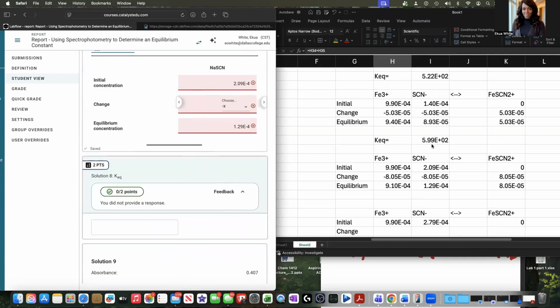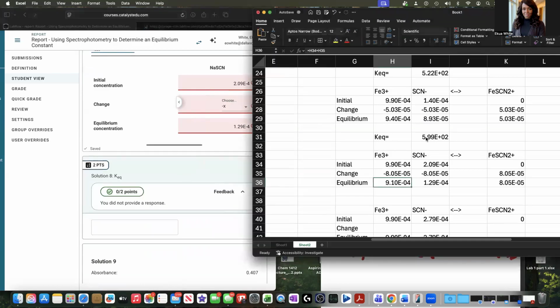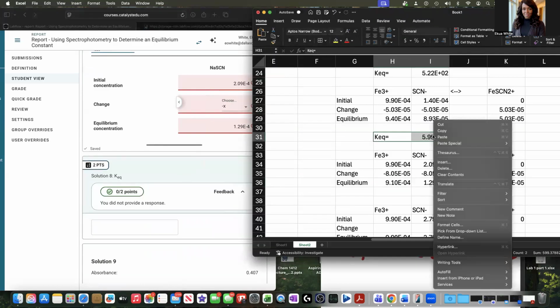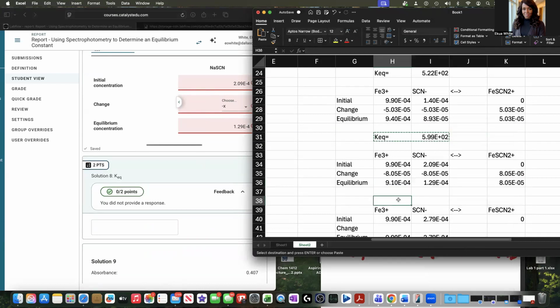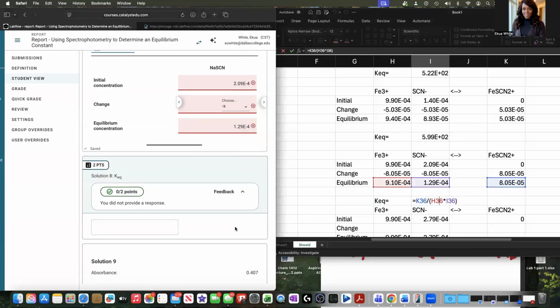Okay. Oh, okay. I haven't done the K equilibrium part, so let me go ahead and copy that over. K equilibrium, copy. Paste. Did it do it again? Yeah, man, this thing is dope.